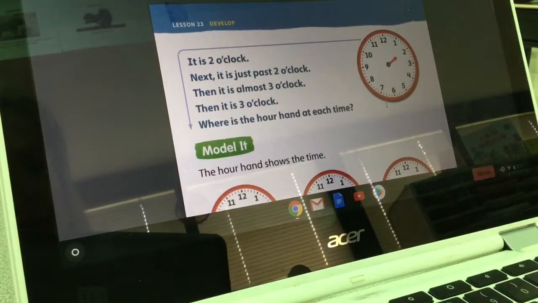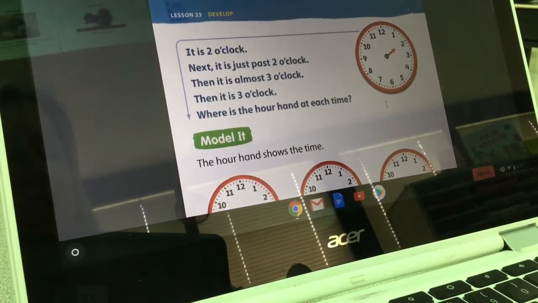Turn to the back side of this page. Let's look at our next example. It says it is 2 o'clock. Next, it is just past 2 o'clock. So we want to focus on our keywords here, just past. Then it is almost 3 o'clock, almost 3 o'clock. Then it is 3 o'clock. Where is the hour hand at each time?